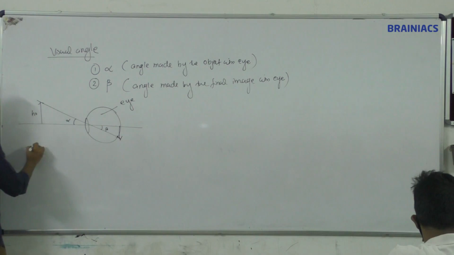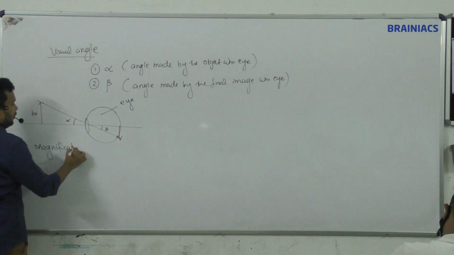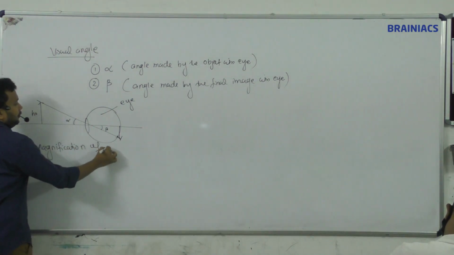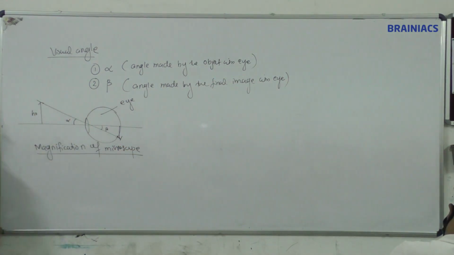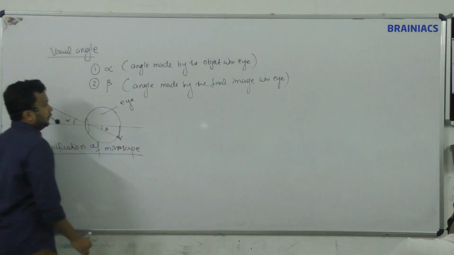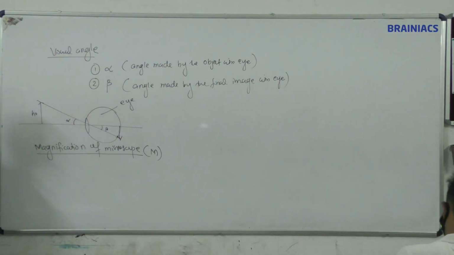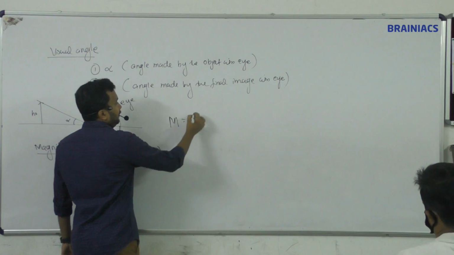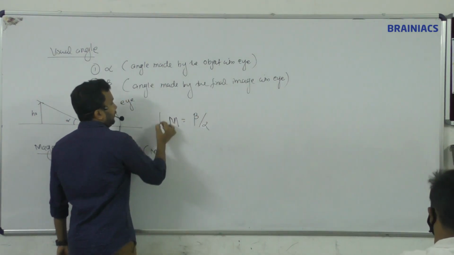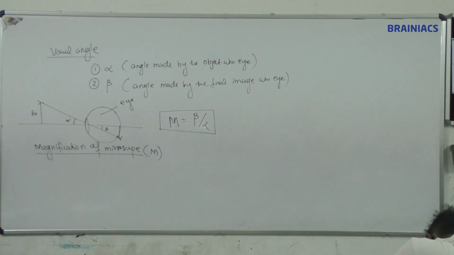Once this is done, next is magnification. The magnification of a microscope is represented using the capital letter M. Capital M equals beta by alpha. Very, very important. Capital M equals beta divided by alpha.